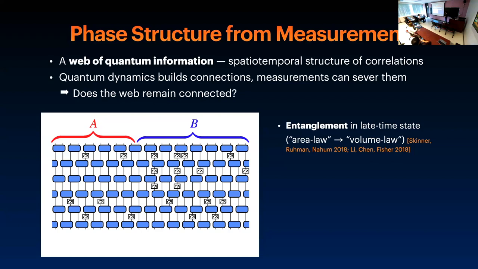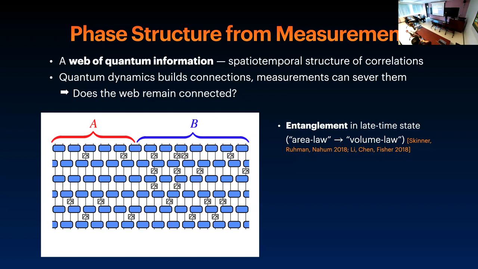So this is the first manifestation of the phase transition that was discovered in 2018. If you take the final state and you ask about information shared between two subsystems that are, for example, two halves of the one-dimensional chain, then you can have a disentangling phase where entanglement obeys an area law, so it's only proportional to the size of the boundary, which is constant in one dimension, to a phase that obeys a volume law, where there is, in fact, extensive entanglement between these two subsystems.